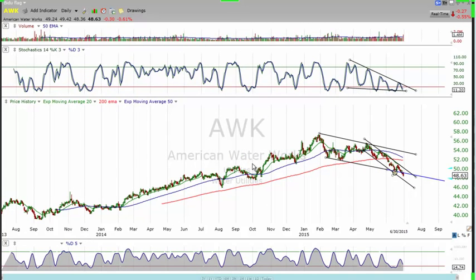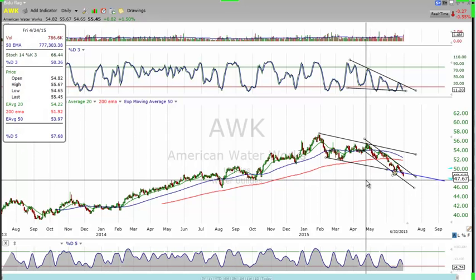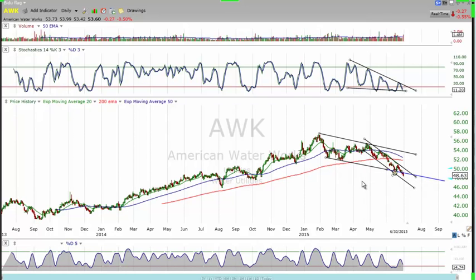And take a look at that nice pullback. I mean, it does start to look pretty good. So that lower trend line that's right underneath us comes in around 47.50 to 47.60, give or take a little. It looks like a great level there based off of the strategy setup. AWK.